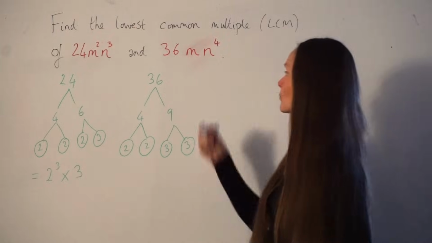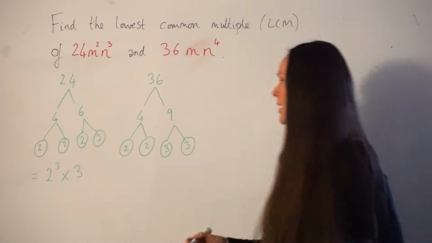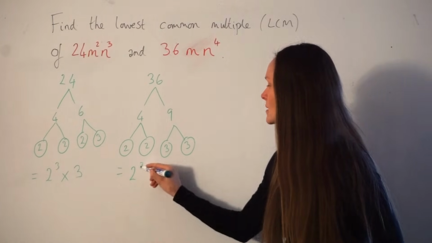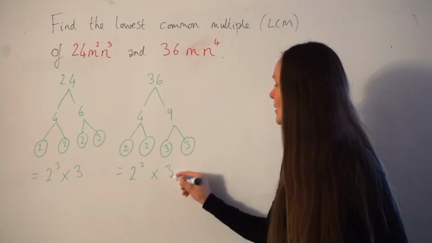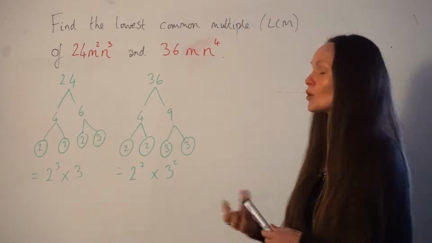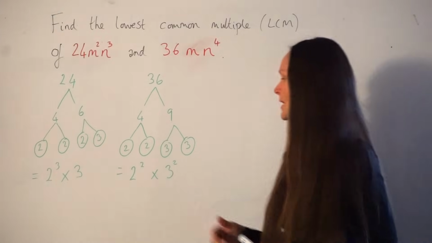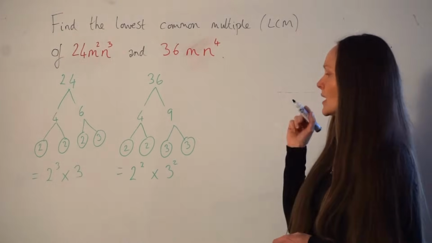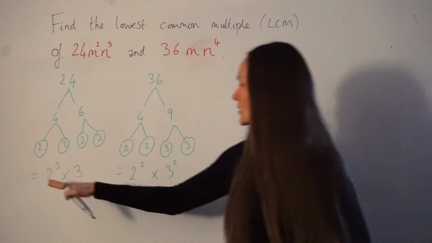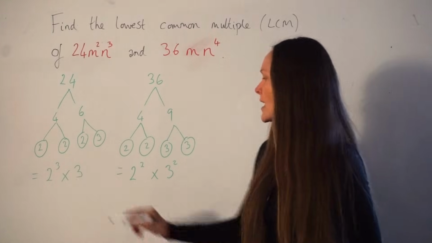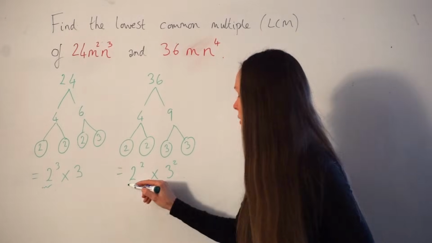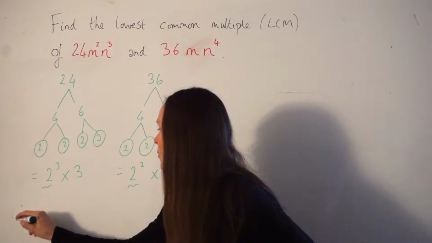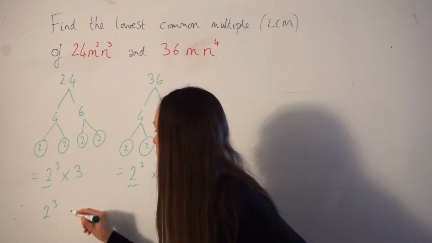So again, I'm going to write the number 36 as a product of its prime factors. We've got 2 times 2, which is the same thing as 2 squared, and 3 times 3, which is the same thing as 3 squared. It's helpful to write it in its power form here, because remember, we're comparing the powers for the next step. So, let's start by looking at the prime factor 2. If I compare 2 cubed with 2 squared, the highest power is the one on the left, so I need to write that one down here, 2 cubed.